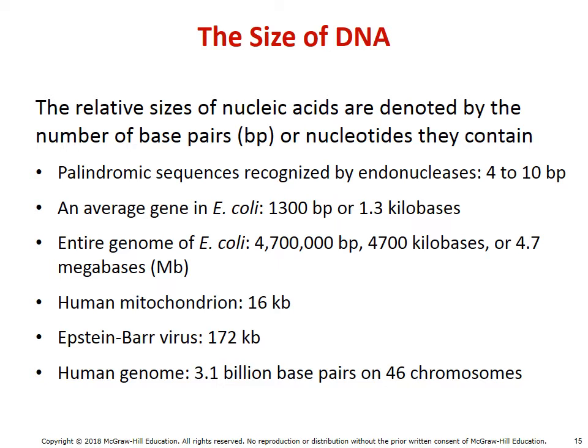So the average gene in E. coli is around 1,300 base pairs or letters. But we can introduce things like the metric measurements like kilo and mega. And so the illustration is, again, we can say 1.3 kilo base pairs or 1,300 base pairs.